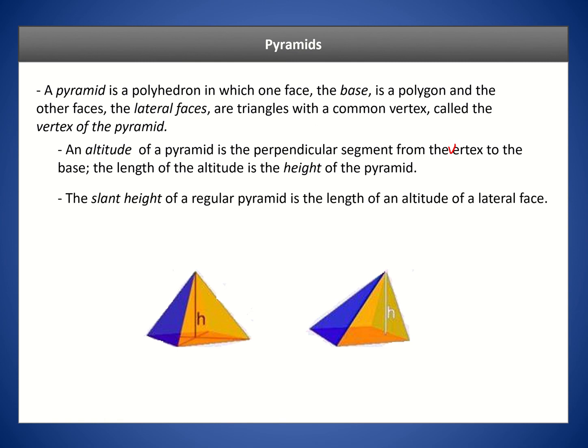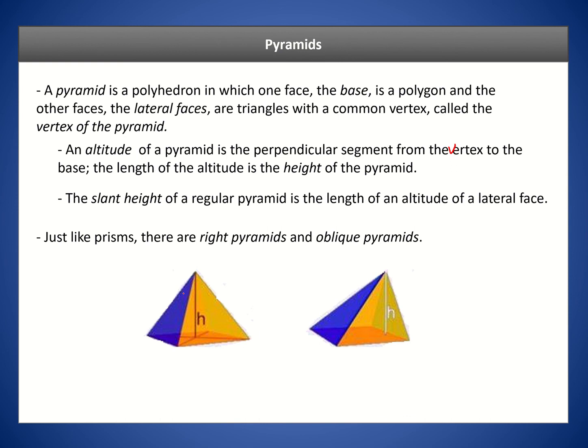So the slant height of a pyramid is different than the regular altitude or the height. The height is a 90-degree angle to the base. Now the slant height is not a 90-degree angle, and it's the height of the lateral face of the pyramid. So just like prisms, there are right pyramids and oblique pyramids. The one on the left is a right pyramid, the one on the right is an oblique pyramid.